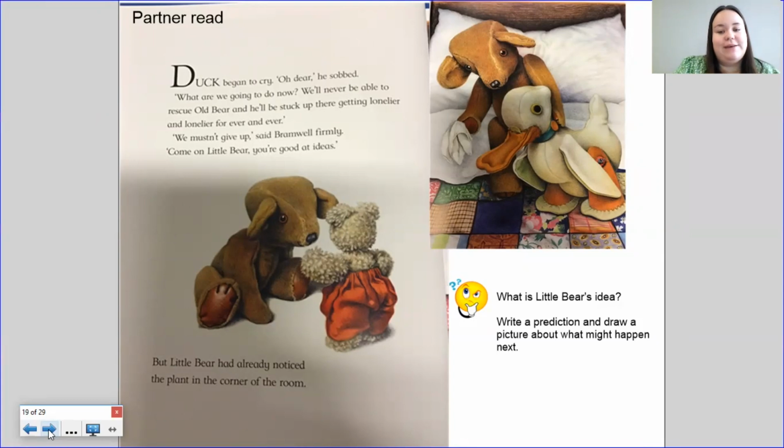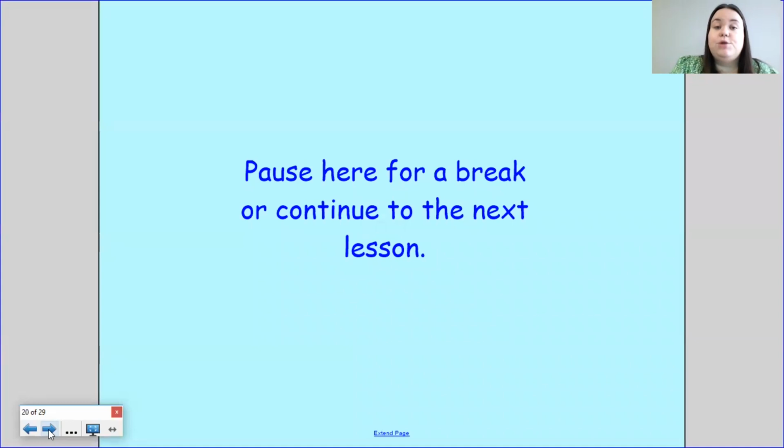What is Little Bear's idea? Write a prediction and draw a picture about what might happen next. So now you have time to pause to draw your prediction and write a sentence about it before we carry on to the next part of the story.